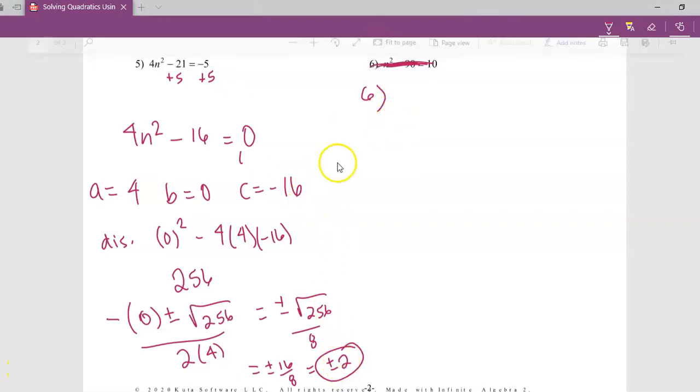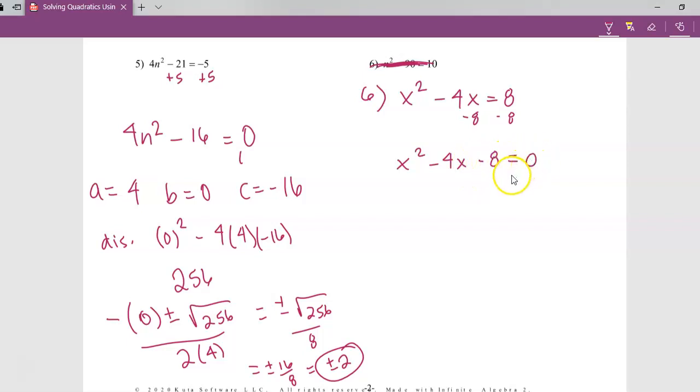All right, so I decided to switch out number 6 also. So what we're going to do here is x squared minus 4x equals positive 8. So again, the first thing we need to do here is get this into standard form. So we need to move this 8 to the other side by subtracting 8 from both sides so that we have one side equal to 0 and the left-hand side in standard form. So x squared minus 4x minus 8 equals 0. So here a is 1, b is negative 4, and c is negative 8.